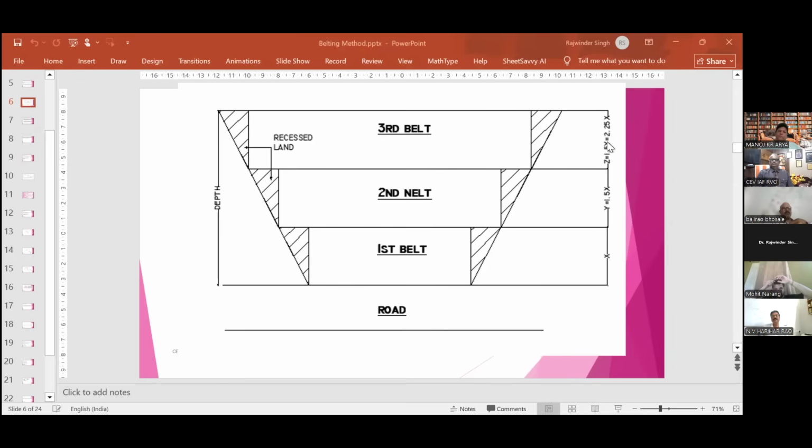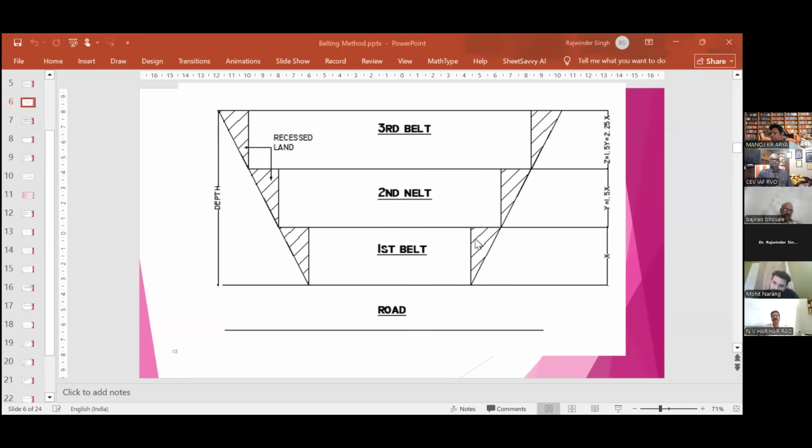How do you apply it? You have to consider the standard size of the plots which are being sold. What is the ratio there? That will be the ratio of the first belt. And the second belt will be 1.5 times the depth. And the third belt will be the remaining part.